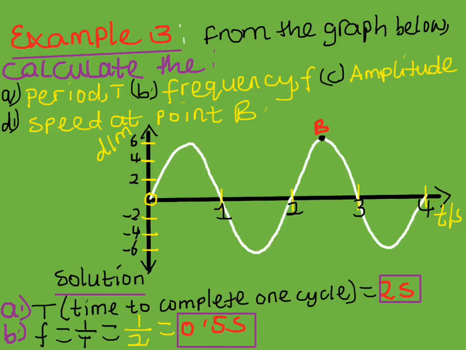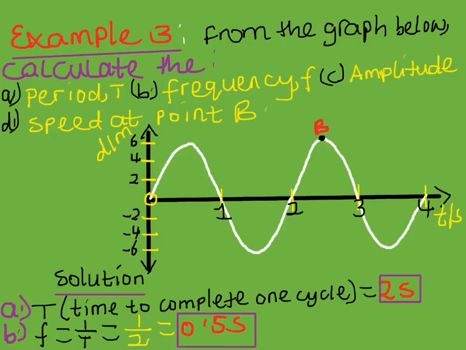Now, you have to be technical in answering this question. The speed of the wave at point B. Now, at point B, what is the displacement of the wave? What you do is you extrapolate from point B right up to the displacement axis. That gives 6. You also extrapolate from point B downwards to the time axis, which gives 2.5.